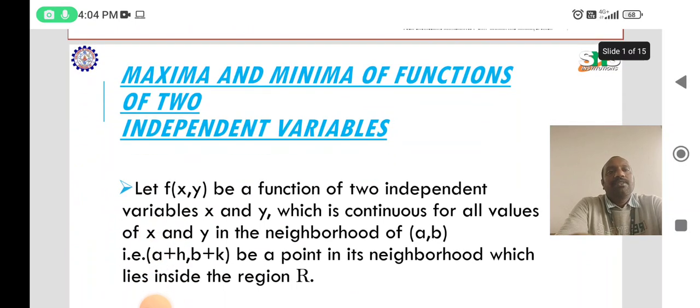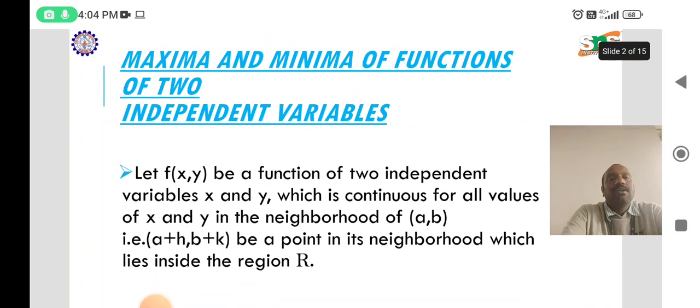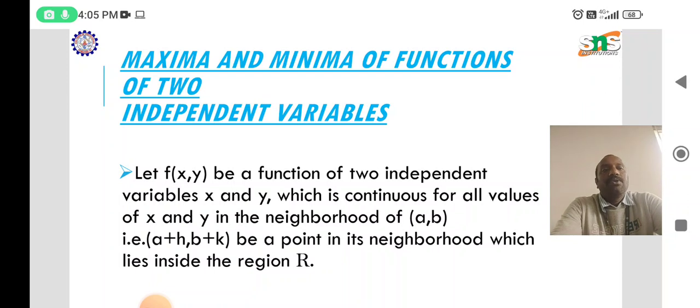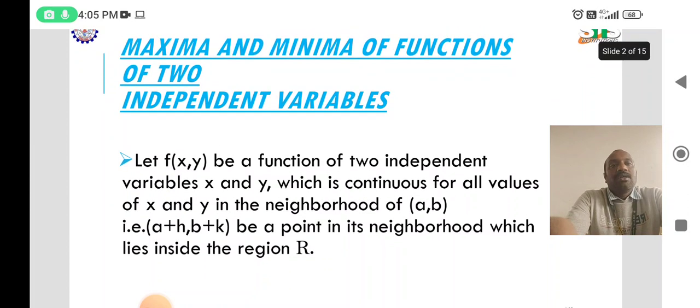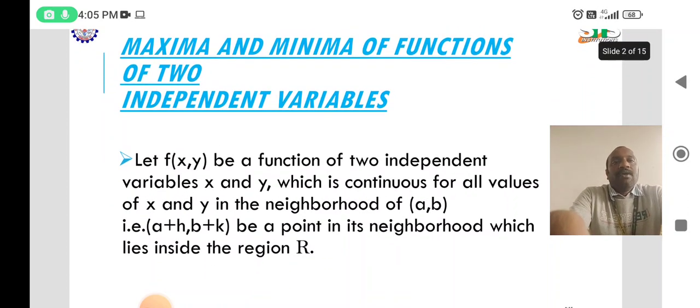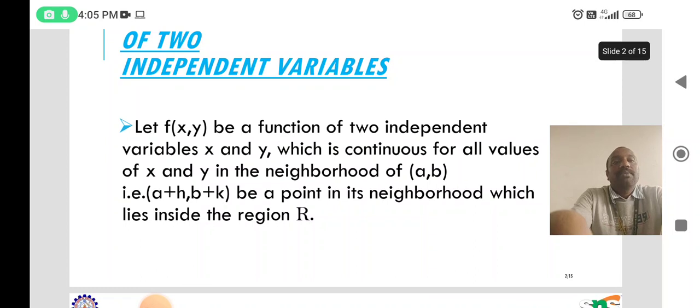In differentiation, dy by dx is called the derivative, and the slope m is equal to dy by dx. That is the angle, it is tan theta. So here we see the maxima and minima of a function of two independent variables.